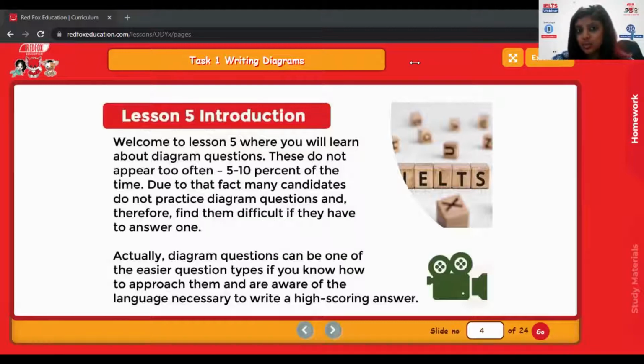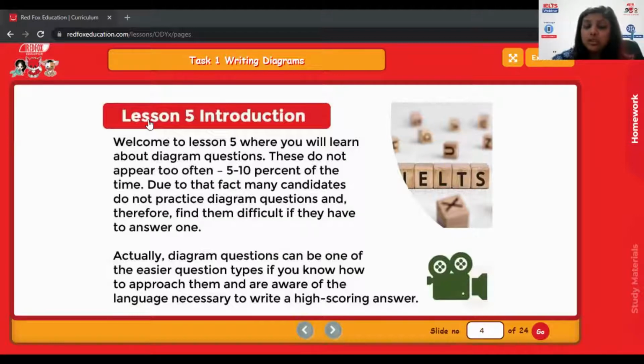Let's start with what is an IELTS diagram. A diagram in IELTS is generally a graph or chart that explains something. It explains something by showing how the parts relate to each other. This is very simple, and that's basically all an IELTS diagram is. Next, we're going to look at how to describe a diagram in IELTS.